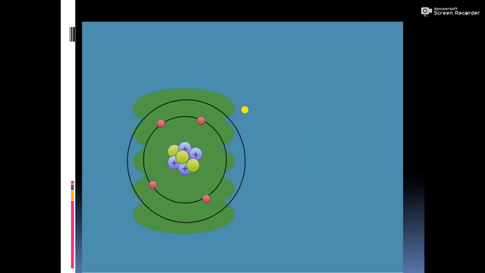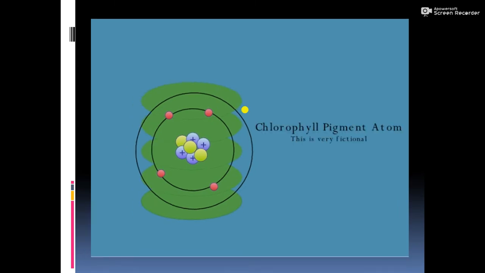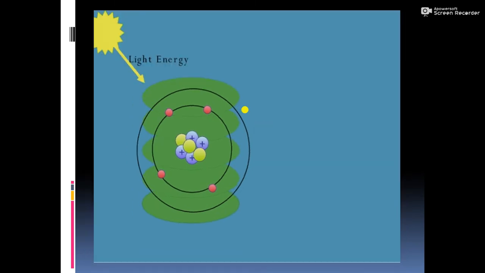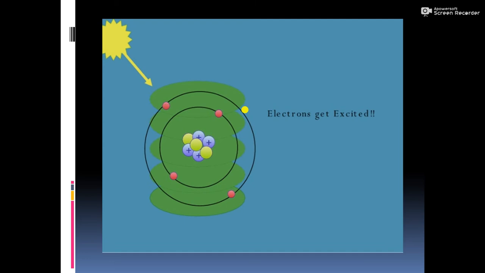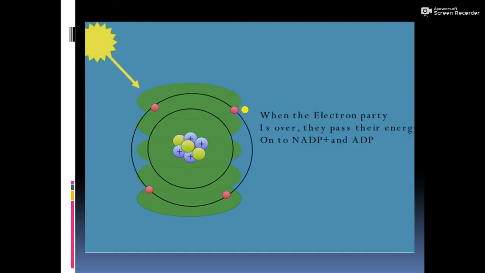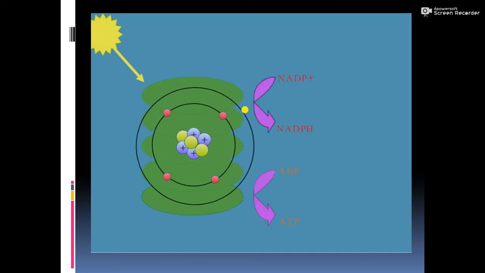So we're seeing the atoms of thylakoids. Chlorophyll pigment atom, this is very fictional. Here sunlight is coming and sun energy is hitting 2 chlorophyll atoms and the electrons of the atoms get excited. Again, the electrons get excited. When the electron party is over, they pass the energy on to NADPH and ATP.